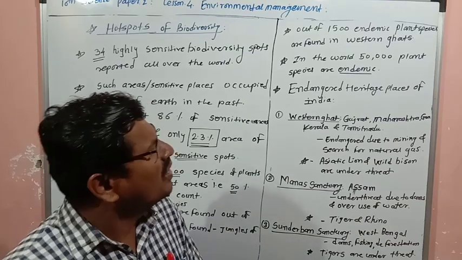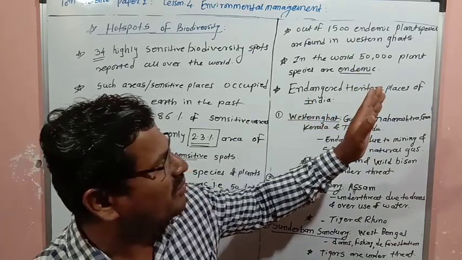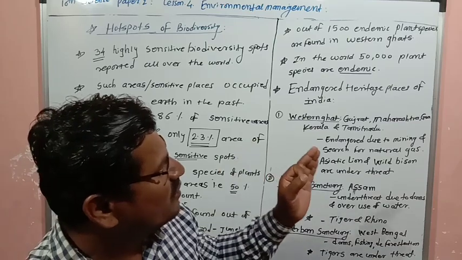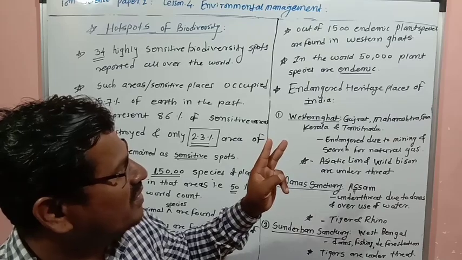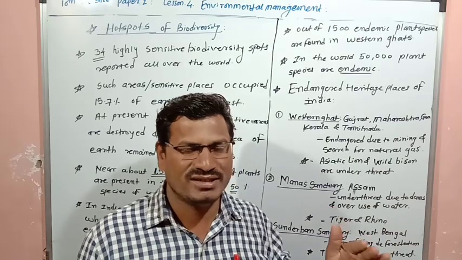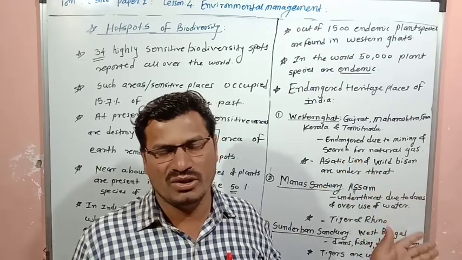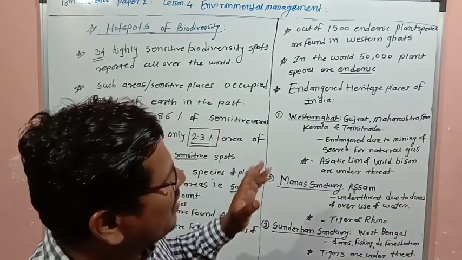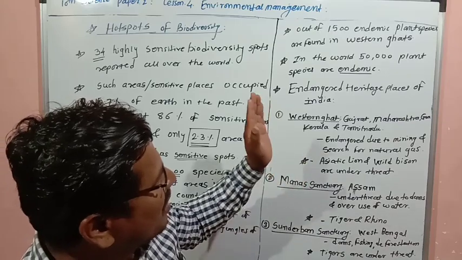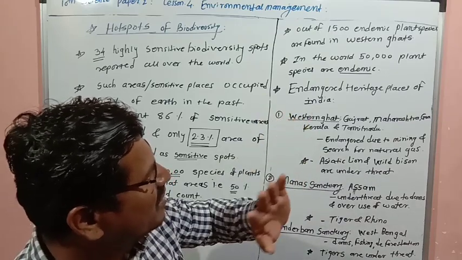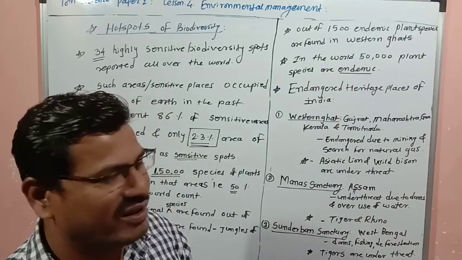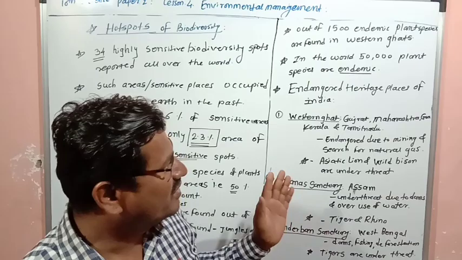Again, out of 1,500 endemic species of plants, these are found in the Western Ghats, on the west side of India. The Western Ghats extend through Gujarat, Maharashtra, Goa, Tamil Nadu, and Kerala. How many endemic species are found there? 1,500 species. And in the world, 50,000 plant species are endemic. So in India 1,500 species, and in the world how many are there?